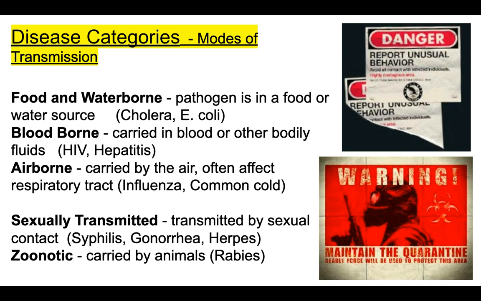Airborne means that it's carried by the air. It's often affected by the respiratory tract. So a common cold, an example, if you sneeze or if you blow your nose or you cough and some of those particles get in the air, the next person in that area can pick up the disease as well. 2 other types on the bottom, sexually transmitted and zoonotic. These are carried by animals or transmitted by sexual contacts.